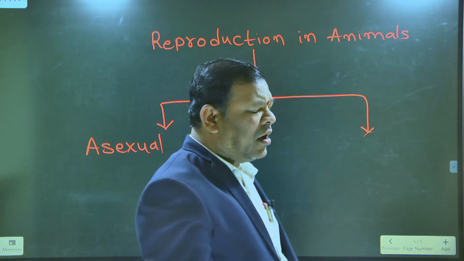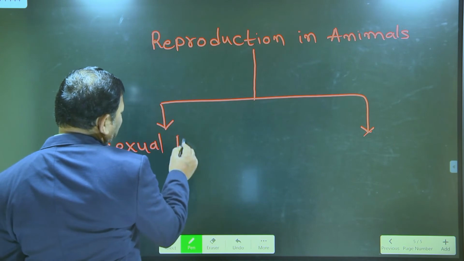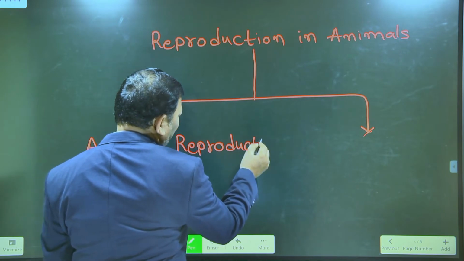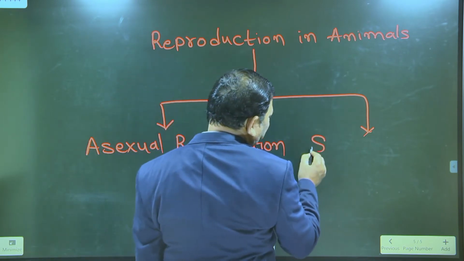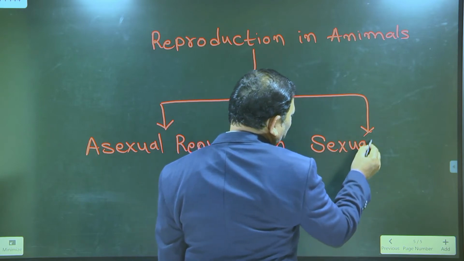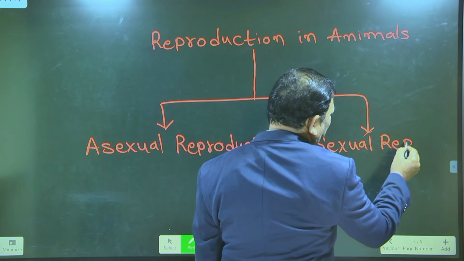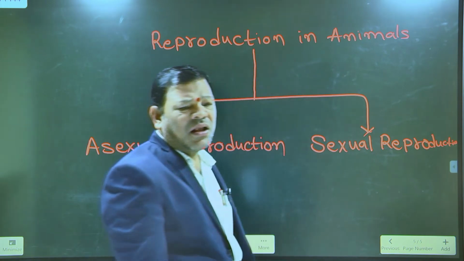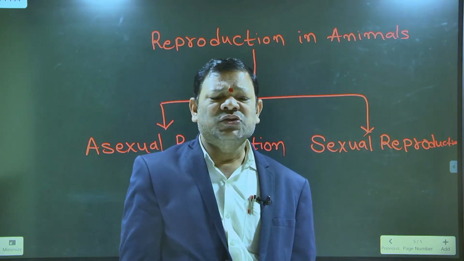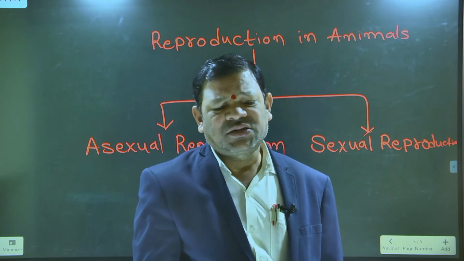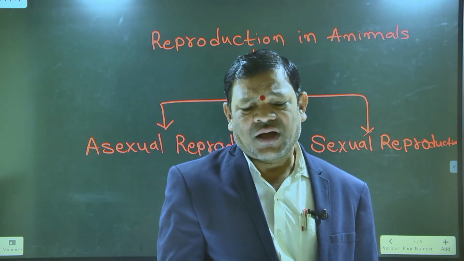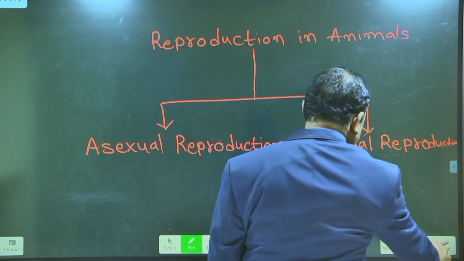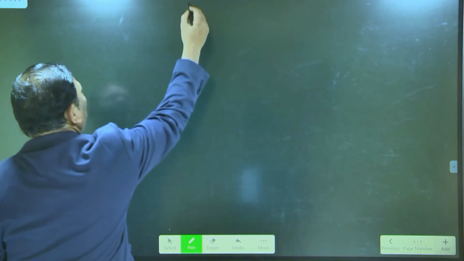So the first one is asexual reproduction. The second one is sexual reproduction. How many types of reproduction are present? Two types: asexual reproduction and sexual reproduction. So now we can discuss the differences between asexual reproduction and sexual reproduction.